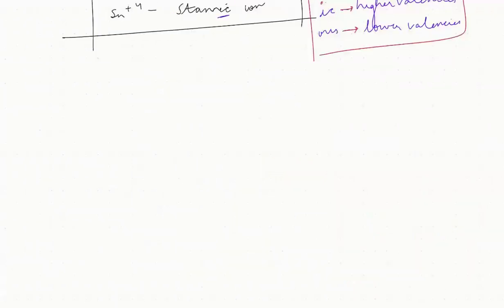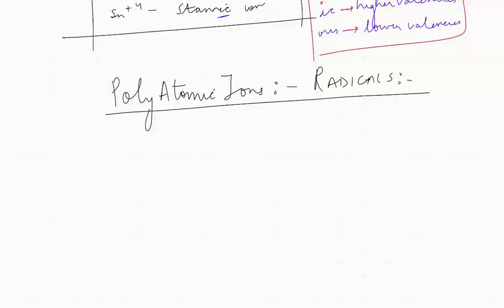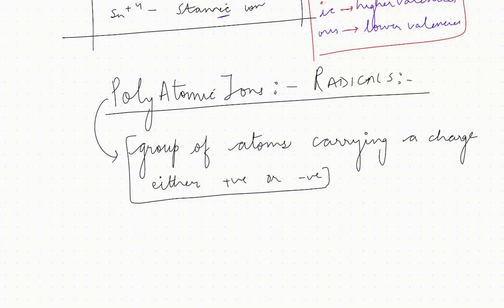Next, we would have the radicals or the polyatomic ions. The polyatomic ions are also called radicals. And it would mean what? That a group of atoms carrying a charge, either positive or negative. The polyatomic ions are basically a group of atoms carrying a certain charge, which would be either positive or negative, right?